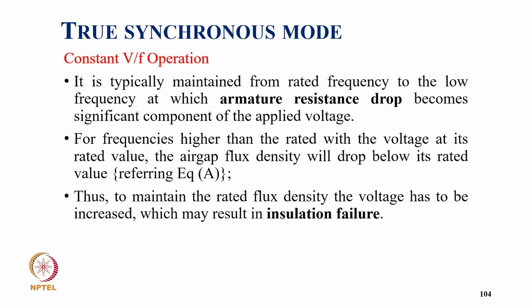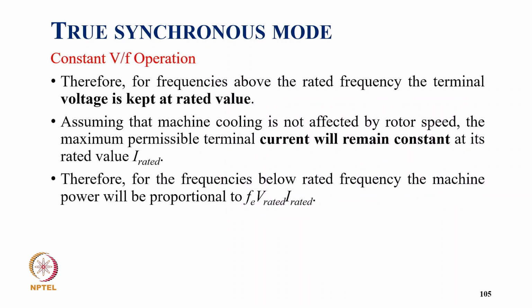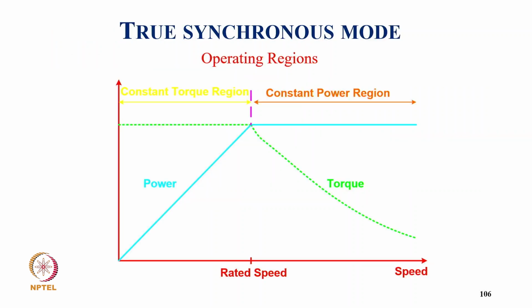For frequency higher than the rated, with the voltage at its rated value, the air gap flux density will drop below its rated value. To maintain the rated flux density the voltage would have to be increased, which may result in insulation failure. Therefore, for frequency above the rated frequency, the terminal voltage is kept at its rated value, assuming that the machine cooling is not affected by the rotor speed. The maximum permissible terminal current will remain constant at its rated value I rated.